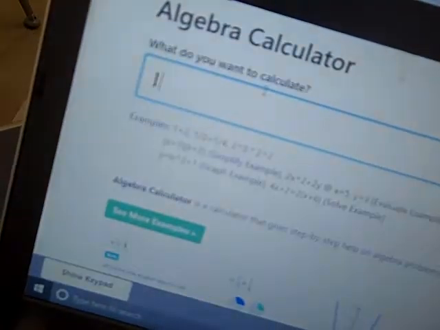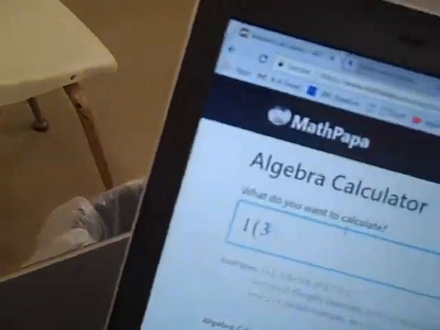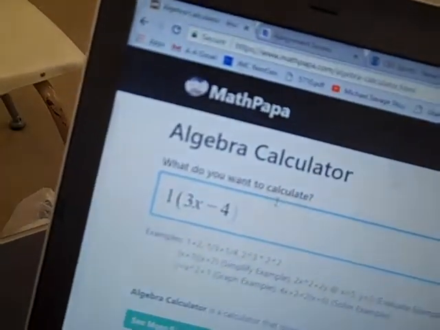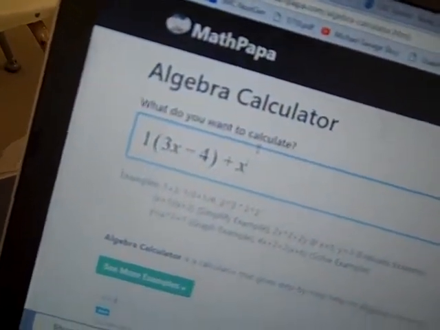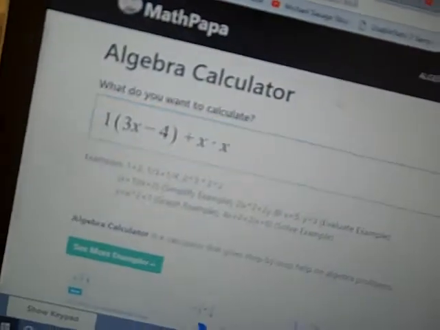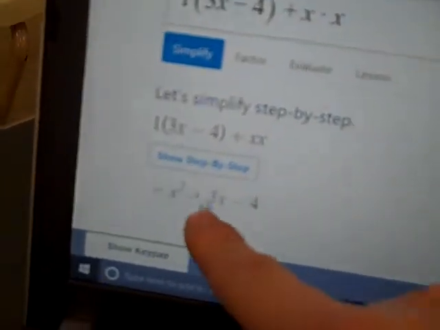Okay, let's see if Math Papa agrees with my answer here. So I had 1 parentheses. You don't need to hit your times. You can just go to the parentheses. 3x minus 4 plus x times, to do times, you go shift 8, and then x. Okay, let's see if they agree. Yep, x to the second plus 3x minus 4. So we did that one right.